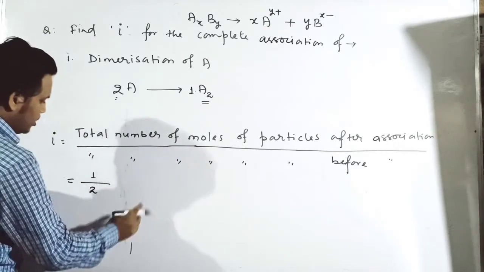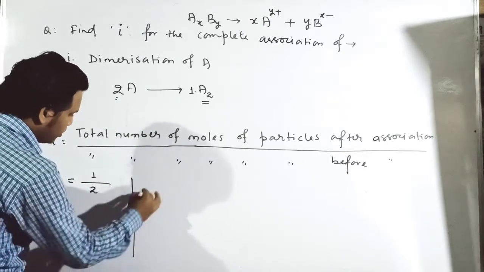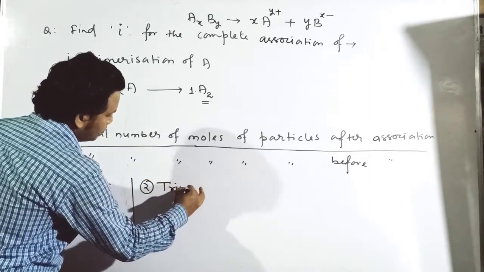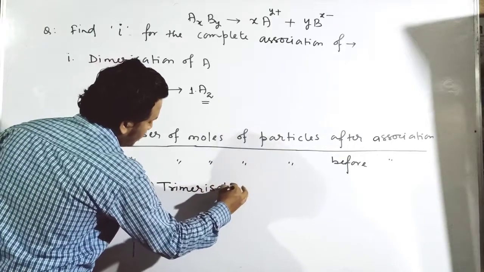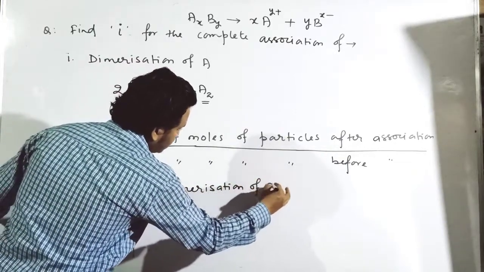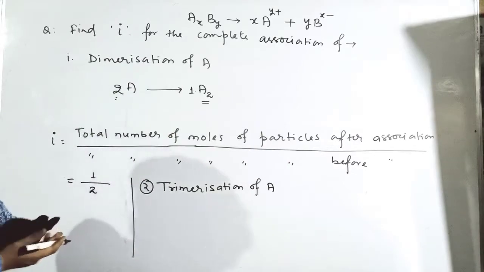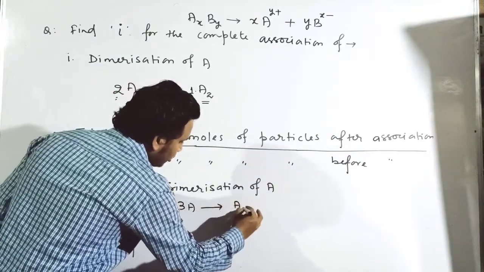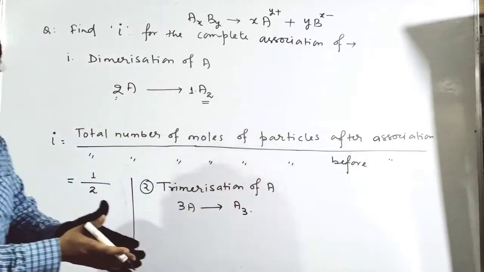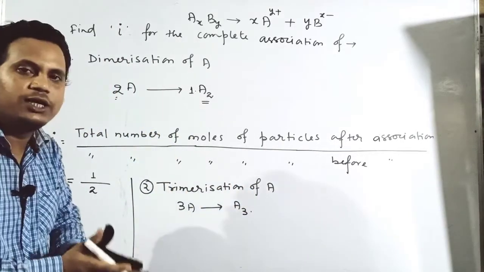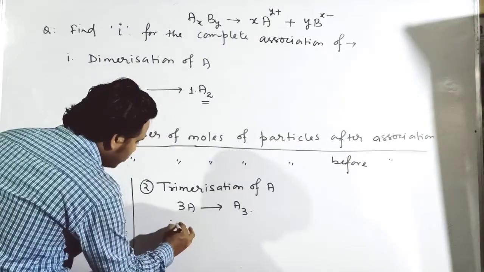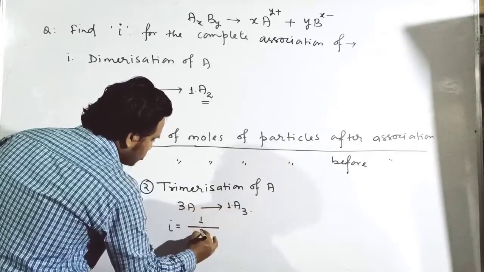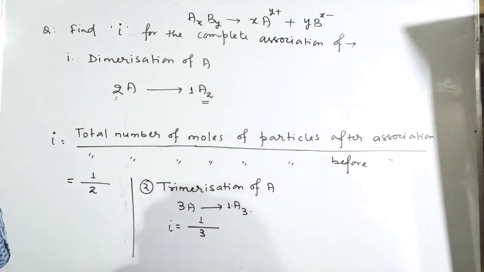Okay. Now second, for trimerization of A. Trimerization of A means what? 3 atoms of A join together to give A3. Trimer form. What will be the value of I? After, 1 time is there, before, 3 times. The answer will be 1 by 3. Okay.